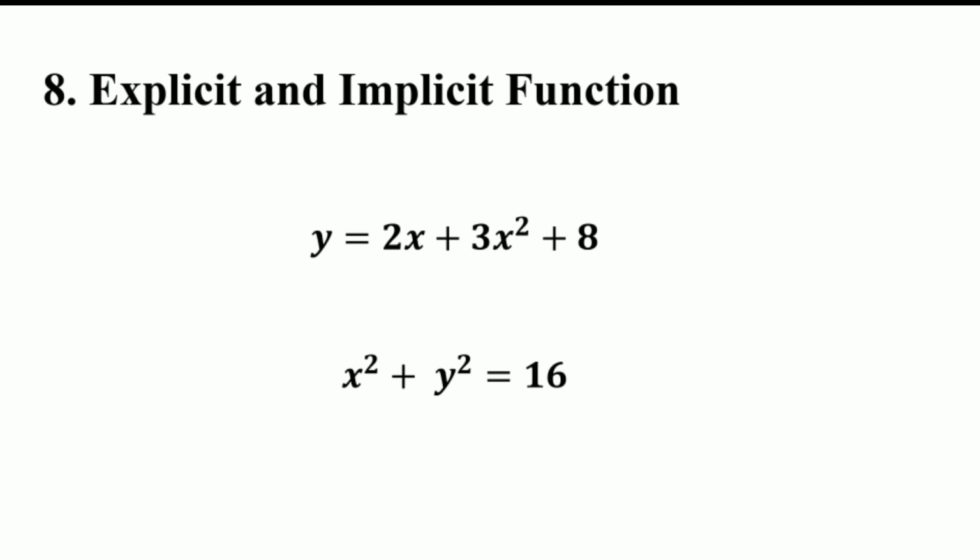As against the explicit function, we have the implicit function. That is, a function is said to be implicit when the relationship between the dependent variable y and the independent variable x cannot be expressed directly. Then this relation is called an implicit function. For example, x square plus y square equals 16. Here it is not mentioned whether variable x or variable y is the dependent or independent variable. It is not explicitly defined which one is the dependent variable and which one is the independent variable. Then such a function is called an implicit function.